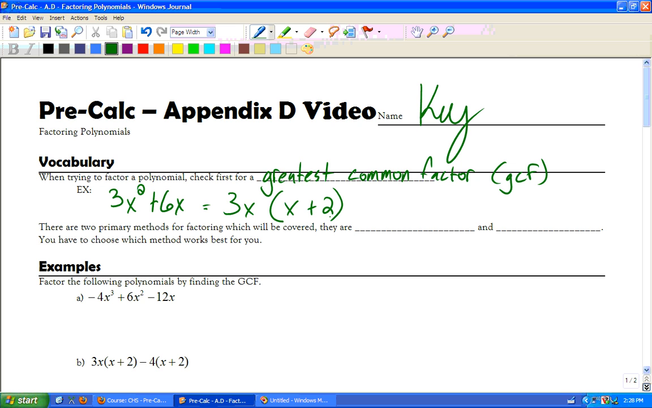This is kind of like using the distributive property, but we're going to go in reverse. Rather than multiplying 3x into x plus 2, we're going to take it out and see what we're left with.